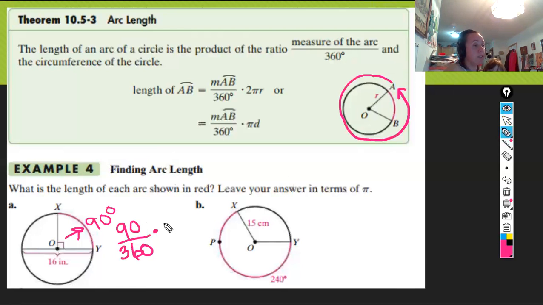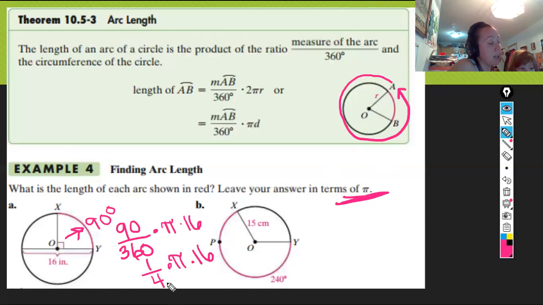So the circumference is going to be pi times the diameter. In this case, I'm given a diameter, so I'm just going to go pi times 16. And we want to leave our answers in terms of pi. So we're going to go 90 divided by 360, and I recommend using Desmos because it would very quickly tell you that this is the same as 1/4 times pi times 16. And 1/4 times 16 is the same as 16 divided by 4, which is just 4. So my answer is 4 pi.